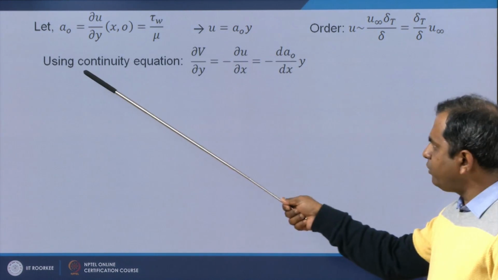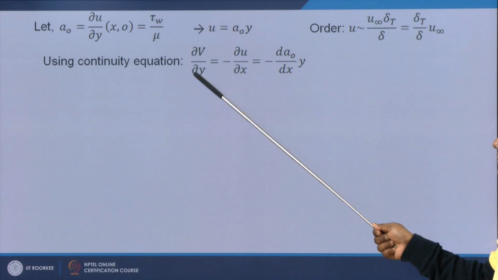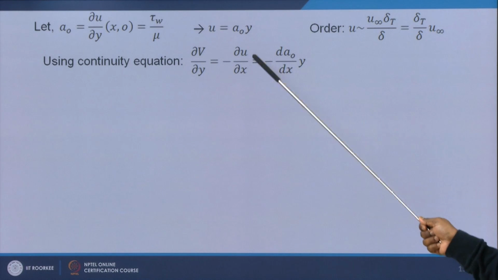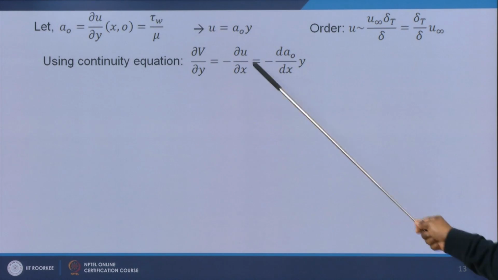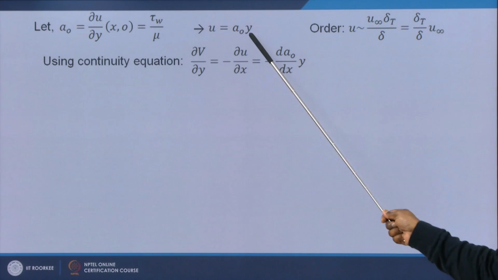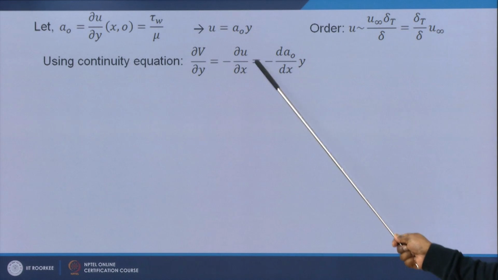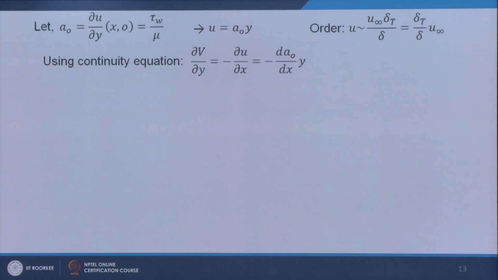Then if we try to use the continuity equation, we have written ∂V/∂Y equals minus of ∂U/∂X. This will go to the other hand side, so that is the continuity equation. So ∂U/∂X I can write down as U equals A naught into Y. So ∂U/∂X becomes d/dx of A naught, and Y will be coming as free.